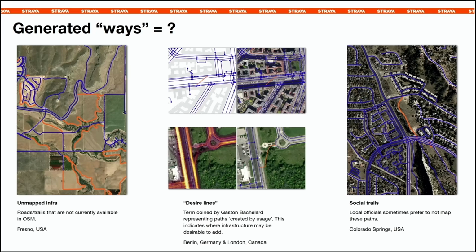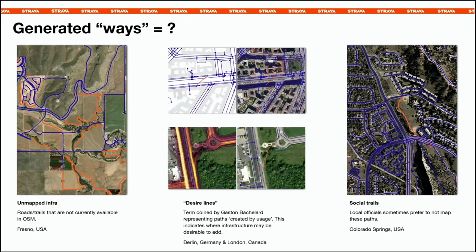Secondly, you have desire lines. Pedestrians and cyclists are, of course, notorious for not necessarily following the rules of the road. So that means that a path well traveled can reveal some information about how people would like to use the road. Here we can see a generated way in Berlin that is indicative of where it might make sense to build a crosswalk. Maybe city planners can use this as guidance on how to improve their infrastructure.